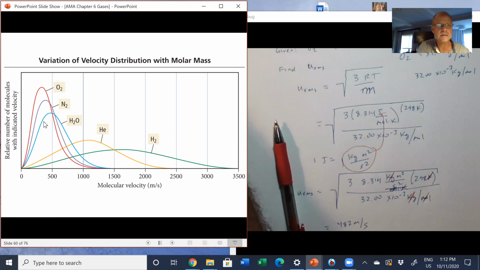So here's oxygen, which we just calculated. It's the heaviest of all these. As a gas gets lighter, its distribution shifts to higher molecular velocities. Again, this is number of particles versus velocity. Here's oxygen at its average molecular velocity, but as you move over to nitrogen, that average gets higher. Water's higher yet, helium's even higher because it's lighter, and hydrogen is even higher yet. But notice how this also broadens out as you move to lighter gases.